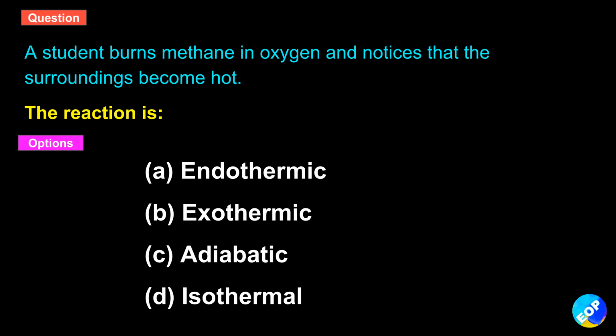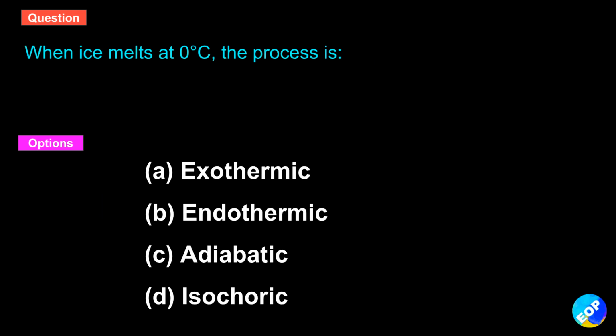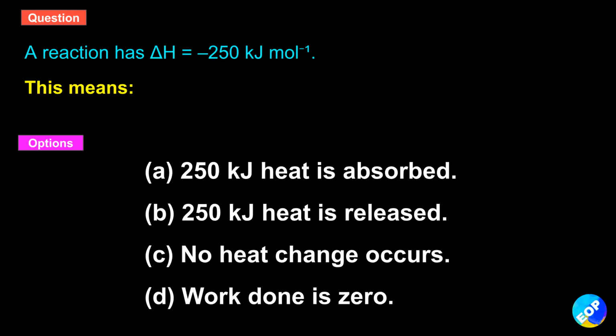A student burns methane in oxygen and notices that surroundings become hot. The reaction is? Answer is option B, exothermic. When ice melts at 0 degrees Celsius, the process is? Answer is option B, endothermic. A reaction has delta H equal to minus 250 kilojoule per mole. This means? Answer is option B, 250 kilojoule heat is released.